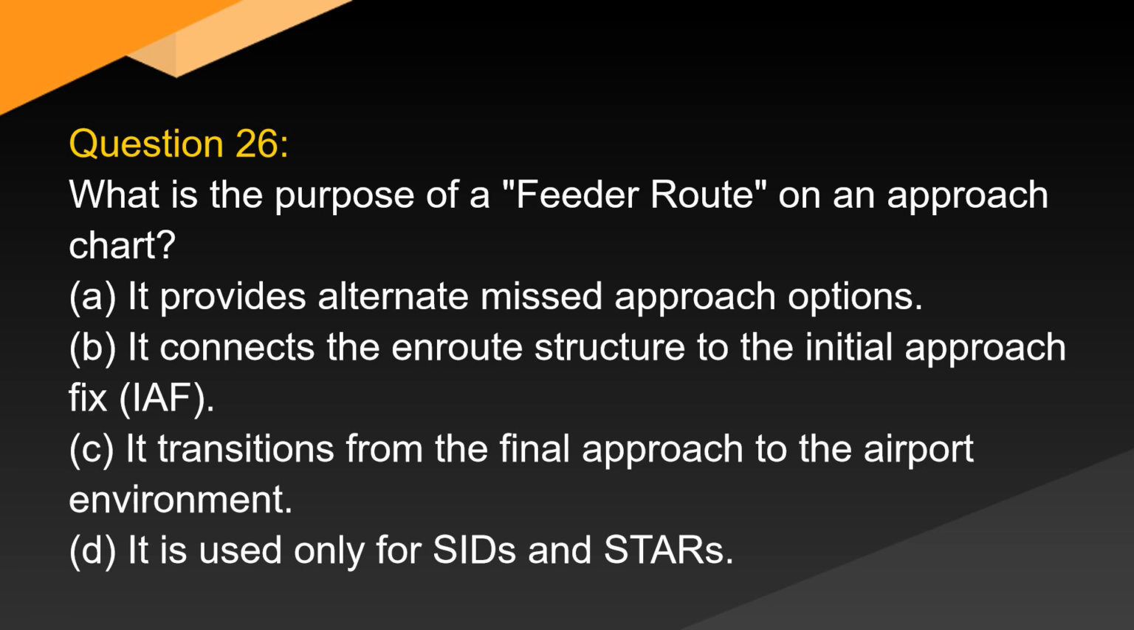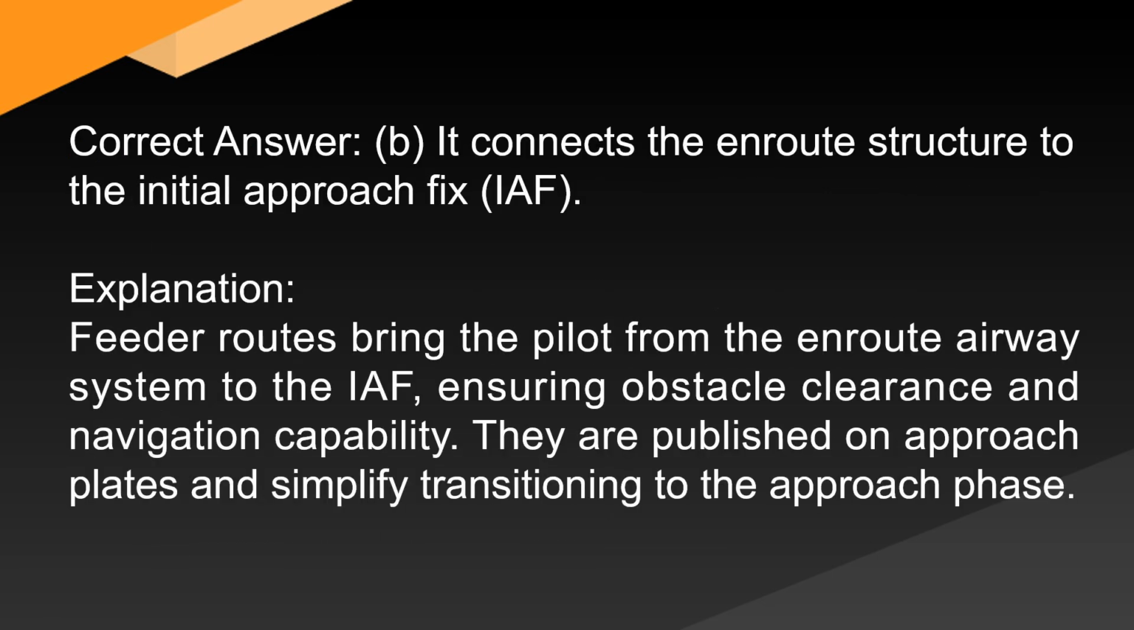Question 26. What is the purpose of a feeder route on an approach chart? A. It provides alternate missed approach options. B. It connects the en route structure to the initial approach fix, IAF. C. It transitions from the final approach to the airport environment. D. It is used only for SIDs and STARs. Correct answer: B. It connects the en route structure to the initial approach fix, IAF.